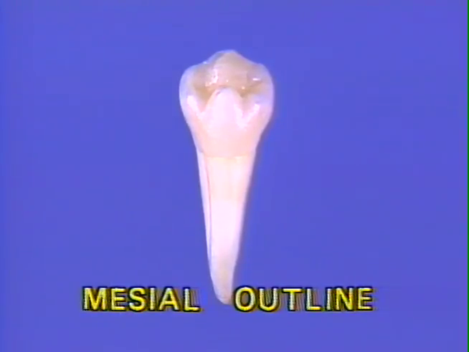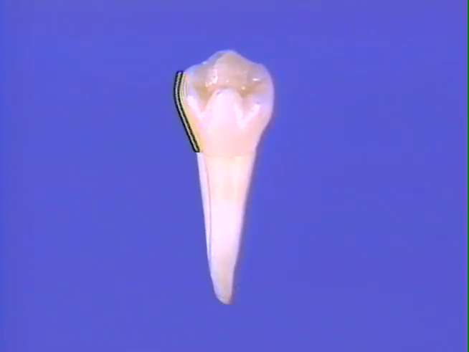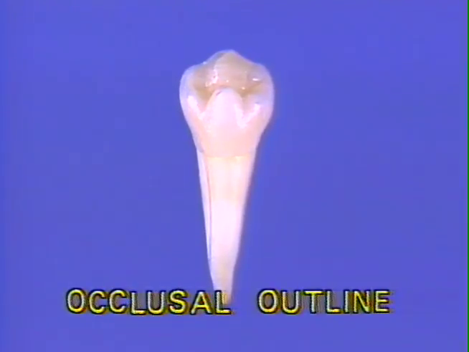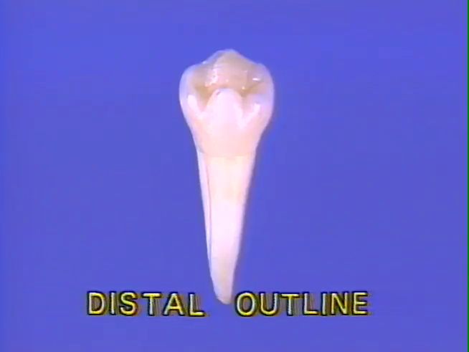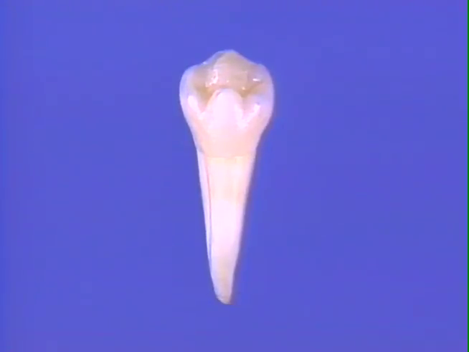Mesial outline. This outline is similar to the buccal surface, only much shorter due to the shorter lingual surface. Occlusal outline. The actual occlusal outline is that of the buccal cusp because of its much greater prominence. Distal outline. This outline is similar to the buccal surface, only much shorter, again due to the shorter lingual surface.